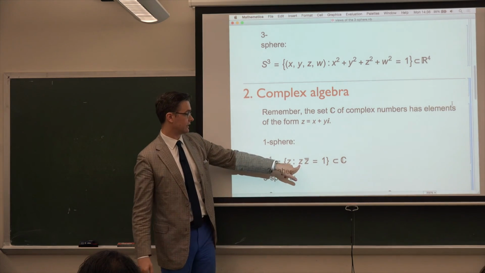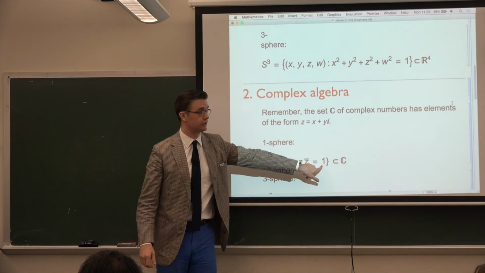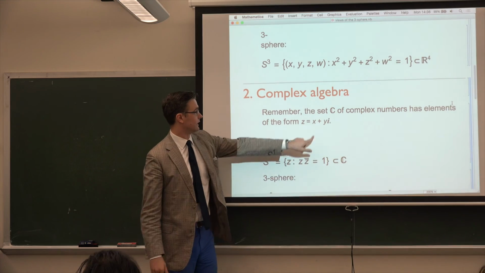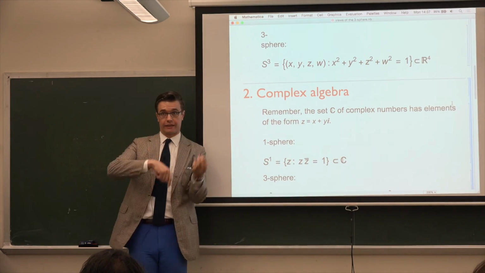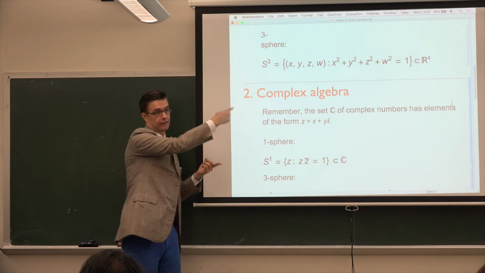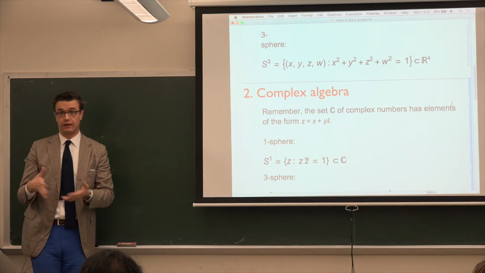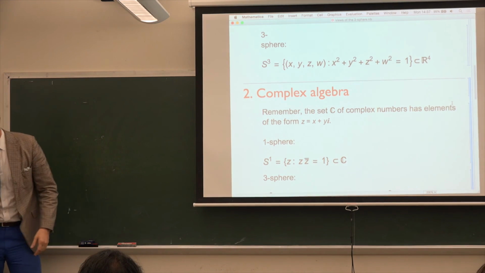Well, one way to think of this is that the modulus is equal to 1. The other way is that if you take the complex number times its conjugate, you get 1. And of course, if the complex number is x plus y times i, then z z-bar is going to look like x squared plus y squared. So this is, in fact, the original thing that we had, but thought about in a slightly different way.